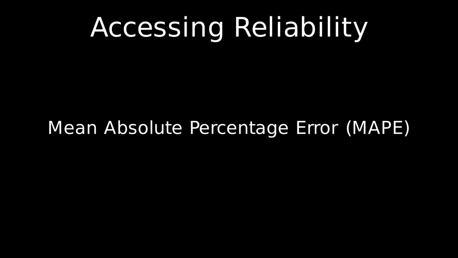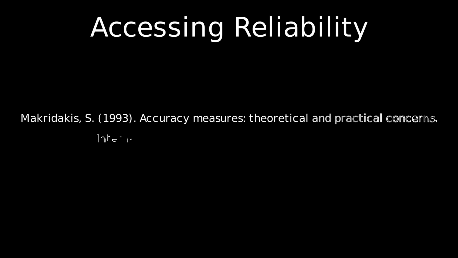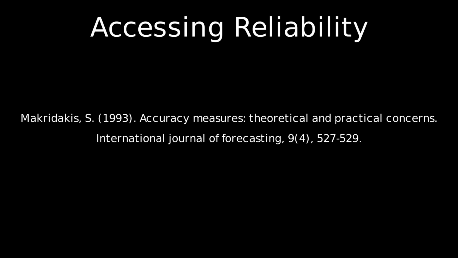The first element in assessing the reliability of any forecasting method is its performance on unseen data, which should be measured by a proper error metric. The most common one is the mean absolute percentage error, or MAPE. If you are interested to know more about the history of MAPE and why it has become the most common error metric it is today, feel free to look at this paper.